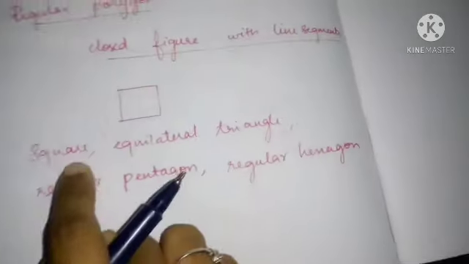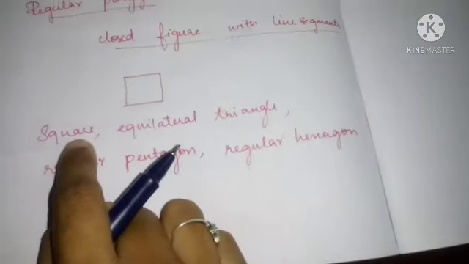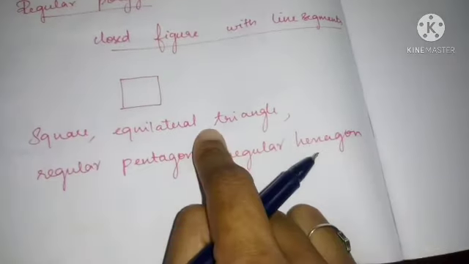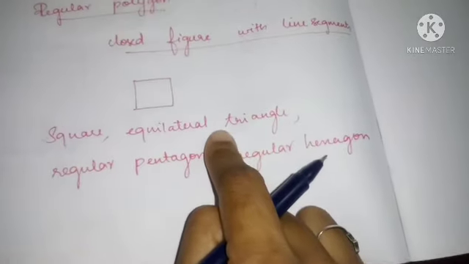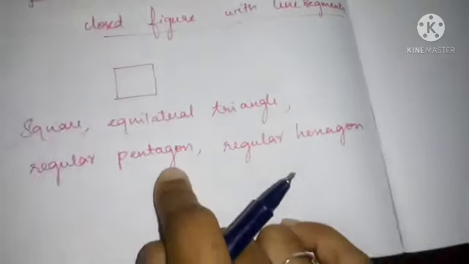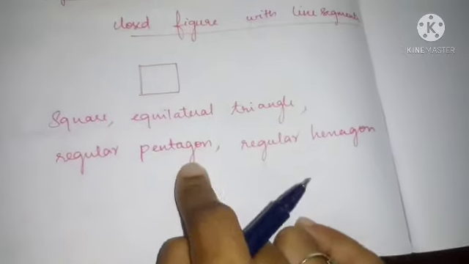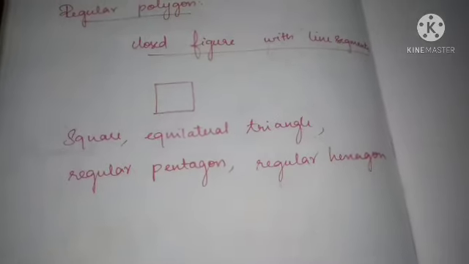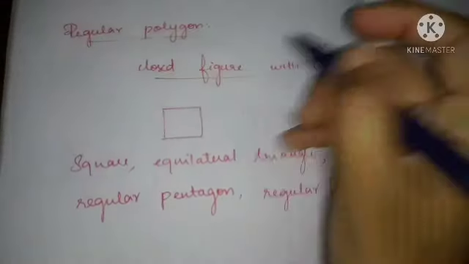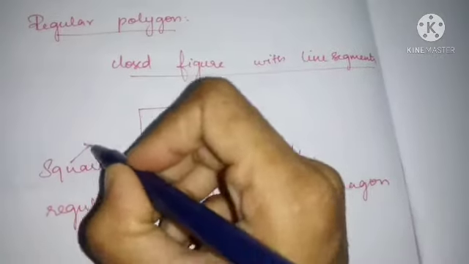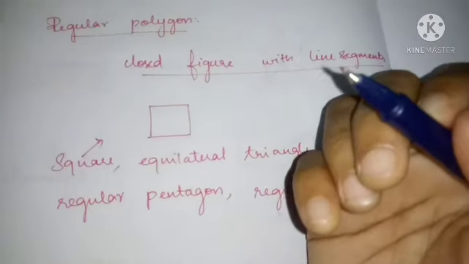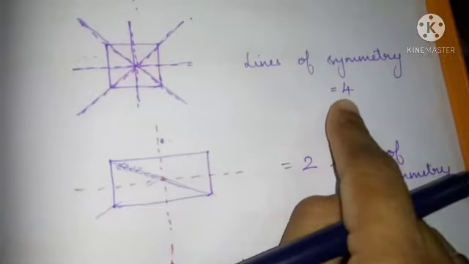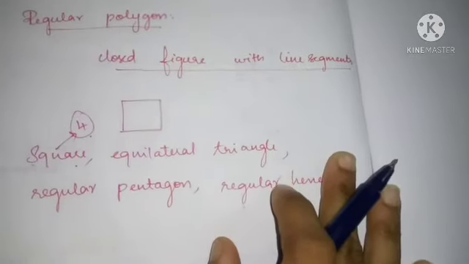Okay, so square means 4 sides will be there, all the 4 sides are equal. Equilateral triangle, 3 sides will be there, all the 3 sides are equal. Regular pentagon, 5 sides will be there, all the 5 sides are equal. So for regular polygon, the lines of symmetry will be the number of sides. Okay, for square, how many lines of symmetry did we have, children? 4 lines of symmetry we have. Okay, square has 4 sides and it also has 4 lines of symmetry.